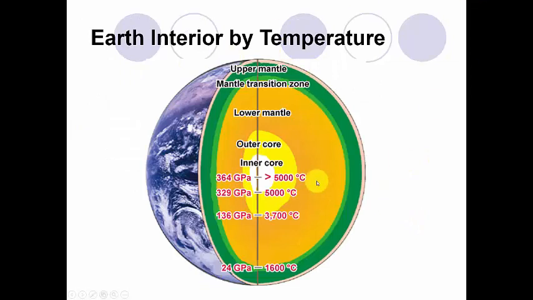So here's a picture by temperature. We're on the crust, then going in, 1,600 Celsius, then 3,700 Celsius, then up to 5,000 Celsius and even greater than 5,000 Celsius.